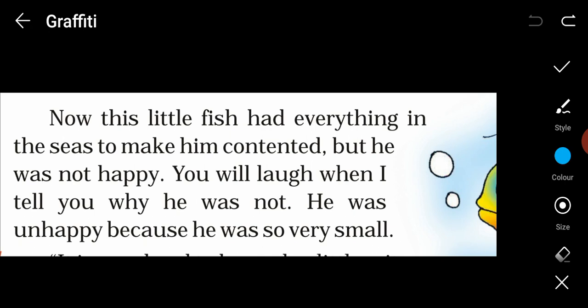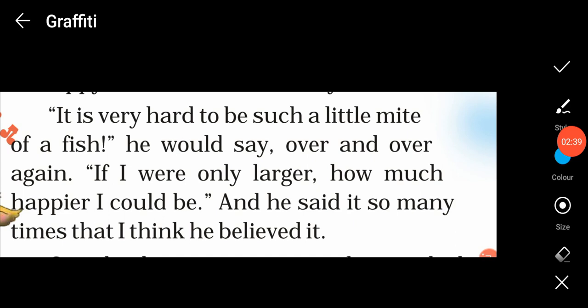Everybody has their own size. Some are big, some are small. So what if you are small? There is no reason to be unhappy. But this fish was not happy. Okay, you are so small, so you are not happy. So here the fish is giving us the reason.